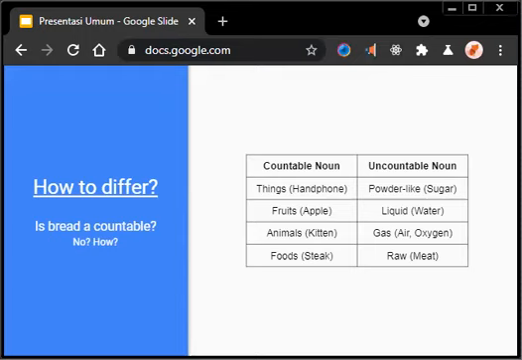Another example is meat, bread, and cheese. These are raw foods. The countable one is the product made of them, like steak, sandwich, and burger, which are foods.